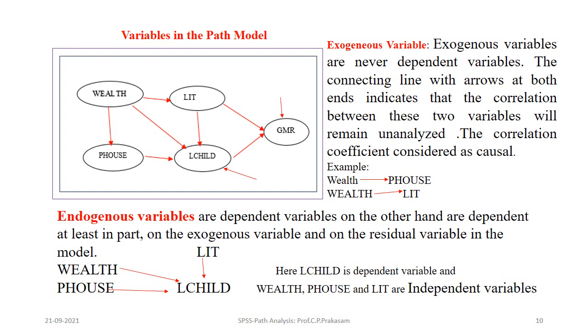And the arrows shooting at the L child as well as the GMR, that is girls marrying less than 18 years, are the residual variables. While calculating the regression, you will find the residuals come into the picture. But the residuals are uncorrelated variables, which will be considered here.